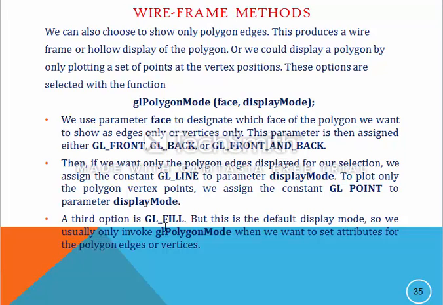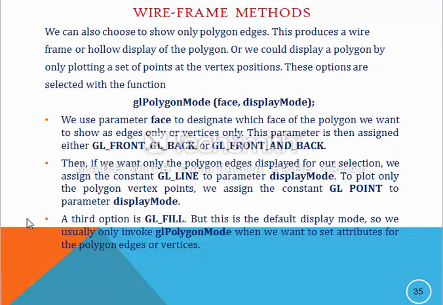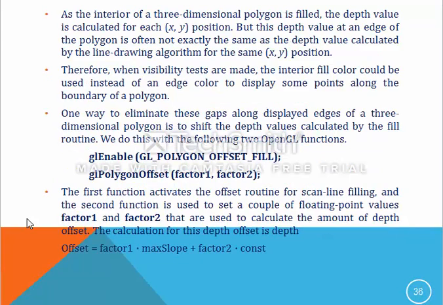There is also a third option available that is used to fill. This is the default display mode, so we usually invoke the polygon mode when we want to see set attributes for the polygon edges or the vertices. This can be done by specifying the polygon twice, once with the parameter display mode set to fill, and then again with display mode set to line. For a 3-dimensional polygon, this method for displaying the edges of a fill polygon may produce gaps along the edges.